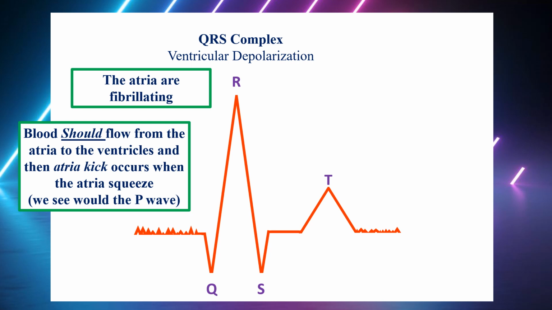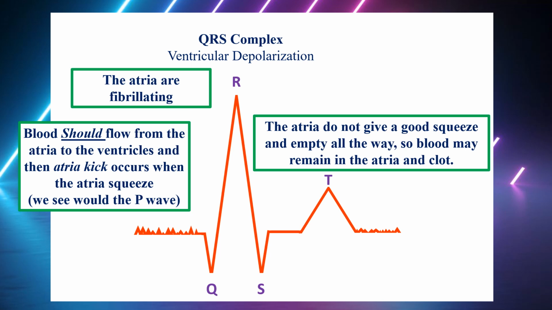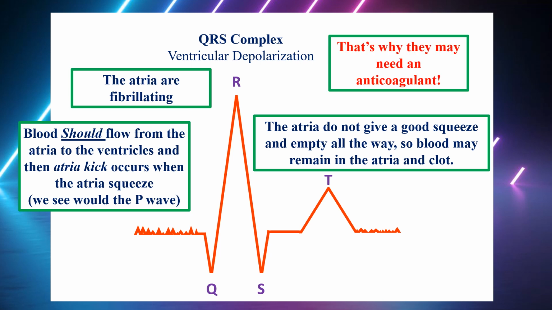Blood should flow from the atria to the ventricles, and then atrial kick occurs when the atria give a really good squeeze and empty all the way. We would see the P wave here, but we don't. We only see fibrillatory waves. The atria do not give a good squeeze and empty all the way, so blood may remain in the atria and clot. That's why your patients with atrial fibrillation may need an anticoagulant.